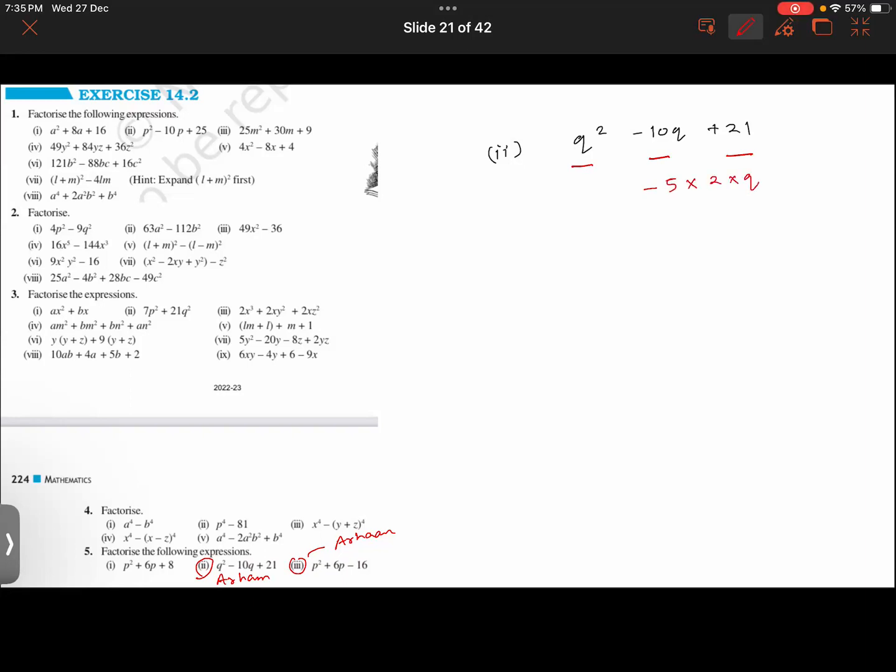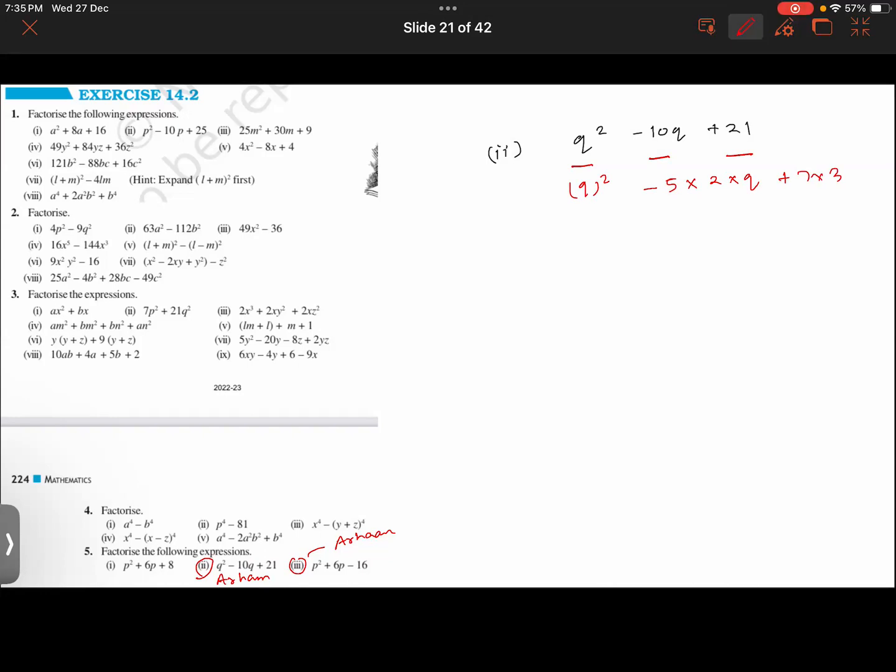Or this can be written as q square. But then what about 21? How do you write 21? 7 into 3. Okay. What do you say, Arhan? Is that the right way? You guys think we can solve the question in this given manner? I don't think so. No. In this manner, we won't be able to solve this question.